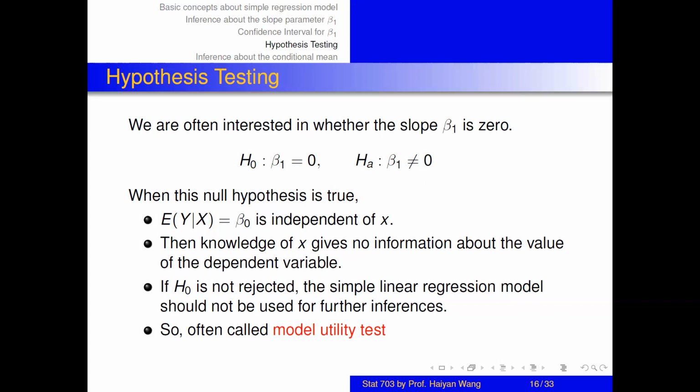Once we reject the null hypothesis, we believe beta 1 is not 0, and that basically says that this model is useful to describe the mean of y given x. So we sometimes also call this test of beta 1 being 0 versus not 0 the model utility test.